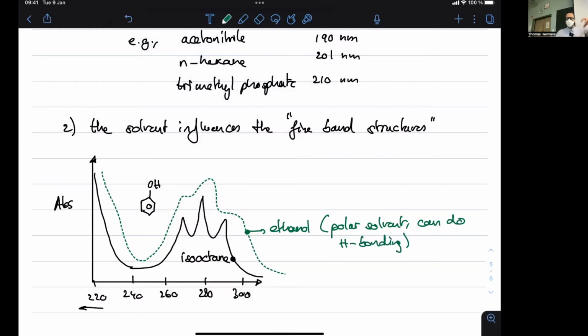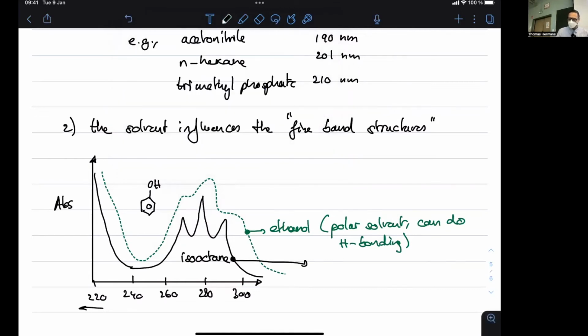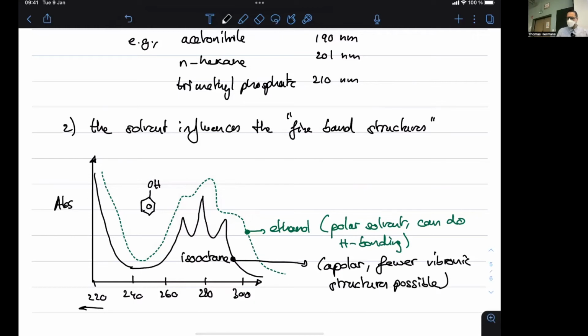If you have a solvent that can do hydrogen bonding with your molecule, you will have more vibrational possibilities. So your peaks become even broader, right? If I have isooctane, it's apolar, so I have fewer vibronic structures possible. Fewer vibronic and rotational structures means sharper peaks. Okay.